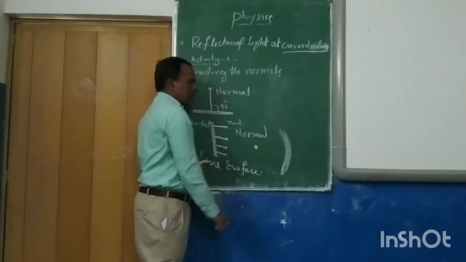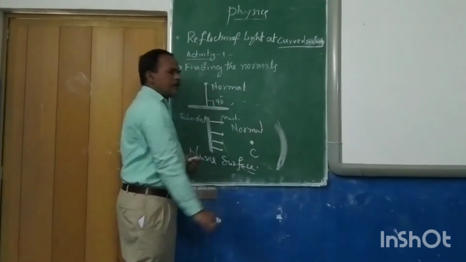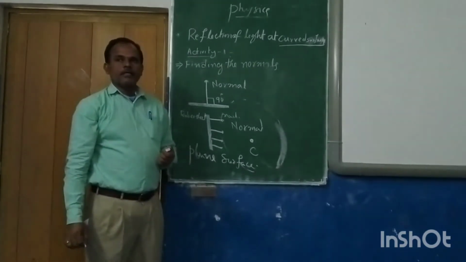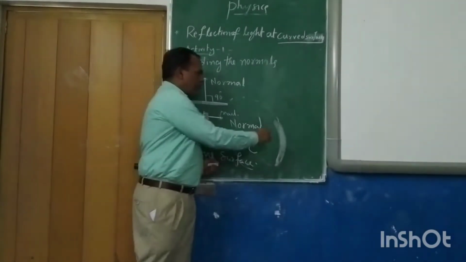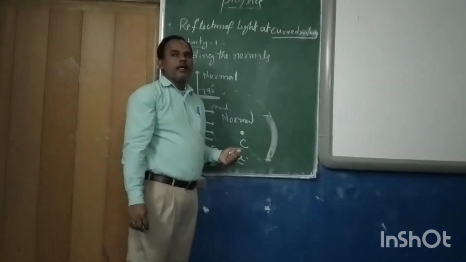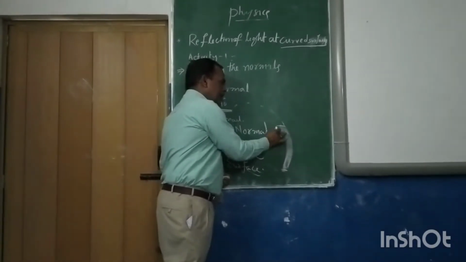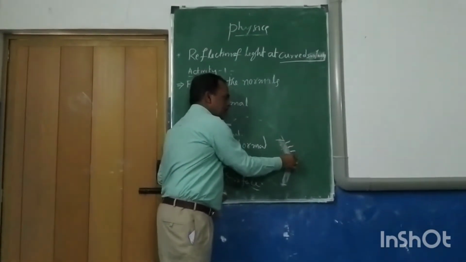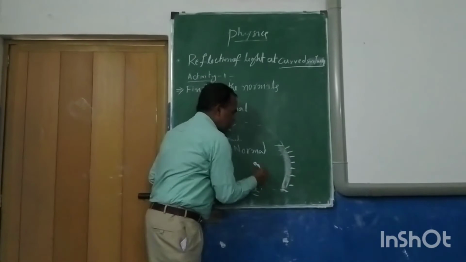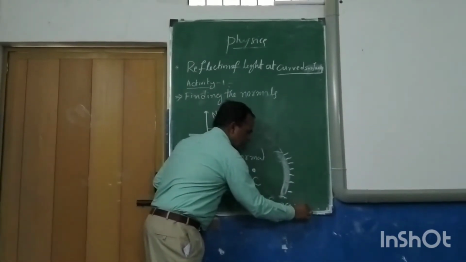we can say that it is a geometrical circle. You can see the center of curvature, and the mid part of the circle we can say is the mirror, with the reflecting surface inward and the non-reflecting surface outward. Then what we call this is a concave mirror.